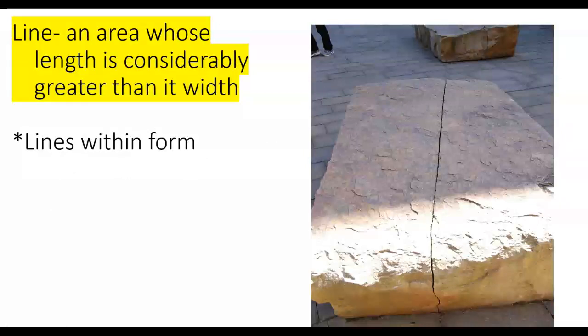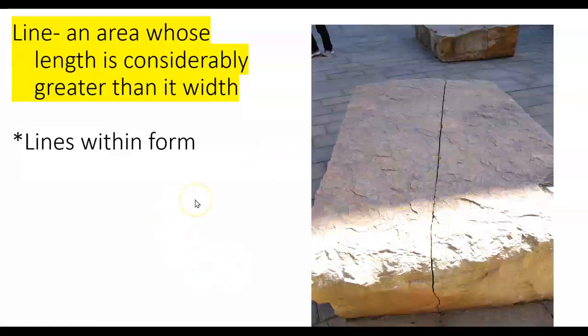The first one is line. General terminology: an area whose length is considerably greater than its width. So here is a piece that has a line right through it. In this case, it's a crack that goes through this rock. This piece has to do with geologic faults, fault lines, and the breaking earth, particularly in California. So there are lines within form.